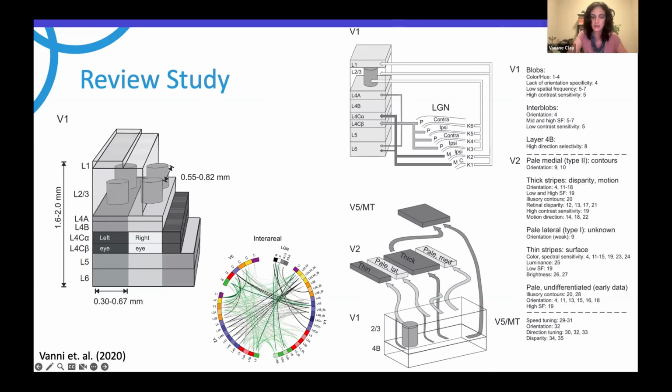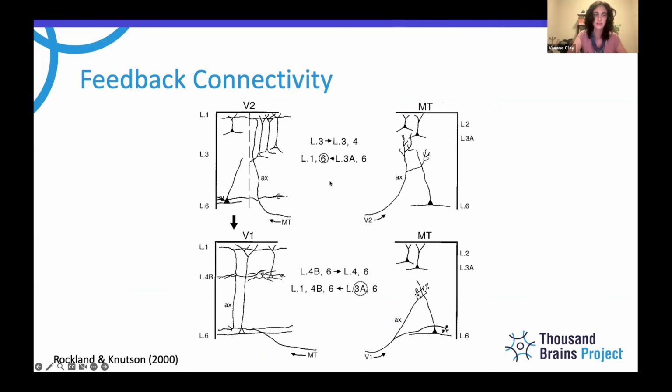Yeah, I didn't look at V4. I looked at V2 and V1 connectivity to MT. V2's forward projections to MT go from layer 3 to layer 3 and 4. And then the backward projections from MT to V2 are from layer 3A and mostly layer 6 to layer 1 and 6. So that's kind of, yes, as if MT is hierarchically above.